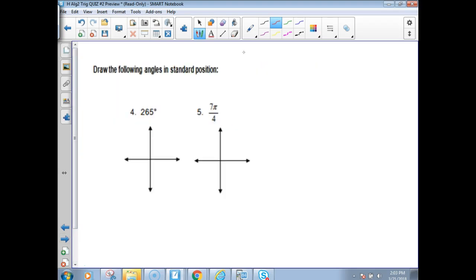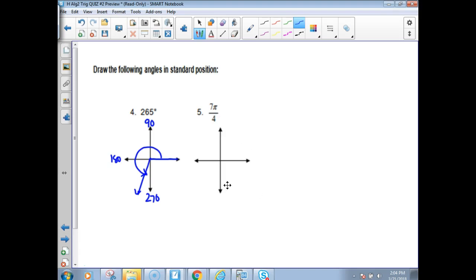Okay. Number 4. Draw the angles in standard position. That would mean off the positive x-axis. So we're going to come around 265 degrees. You may want to remind yourself that 90 would be here, 180 is here, this would be 270. So I shouldn't be getting all the way there. So it would stop somewhere around here. And there's a picture of it.